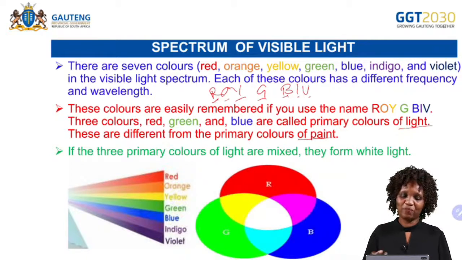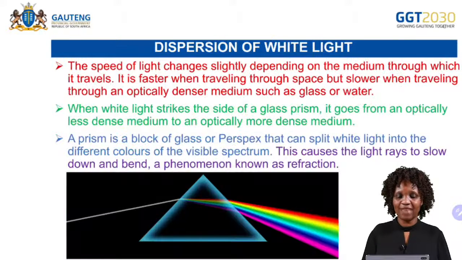That's very good. If the 3 primary colors of light are mixed, they form what? White light, grade 8. Okay. And then dispersion of white light.